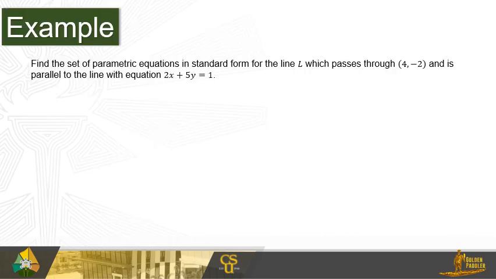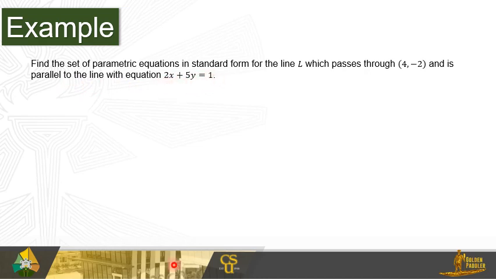Next is: find a set of parametric equations in standard form of the line that passes through the point (4, -2) and is parallel to the line with equation 2x plus 5y equals 1. Kanina, meron tayong given na dalawang points. Again, dito meron tayong isang point which is itong (4, -2) at saka dapat yung line ay parallel sa 2x plus 5y equals 1.